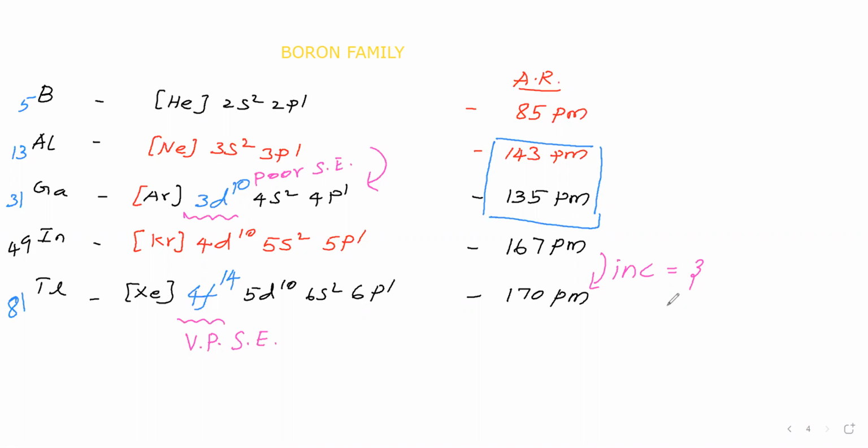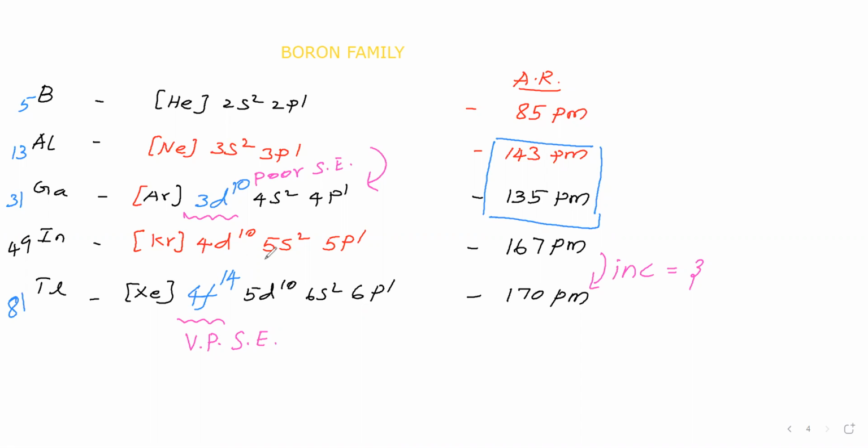So, in the boron family, in the atomic radius, what exceptional cases do we have to remember? One is aluminum to gallium, atomic radius decreases because 3D10 shows poor screening effect. Another exceptional case is indium to thallium, the increase is very low, that is 3, because 4f14 shows very poor screening effect. These two we have to remember. Okay, it is about atomic radius.